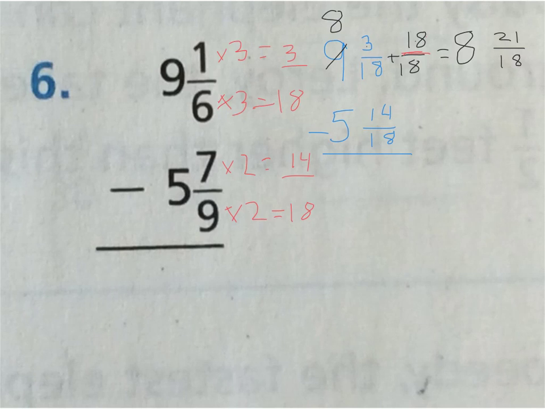I changed nothing on the bottom here, so I'm just going to rewrite that underneath. 5 and 14/18. And now all I need to do is take fraction minus fraction. So 21 minus 14, that equals 7. The denominator stays the same. And then I have 8 minus 5, which is 3. My final answer for this problem is 3 7/18.